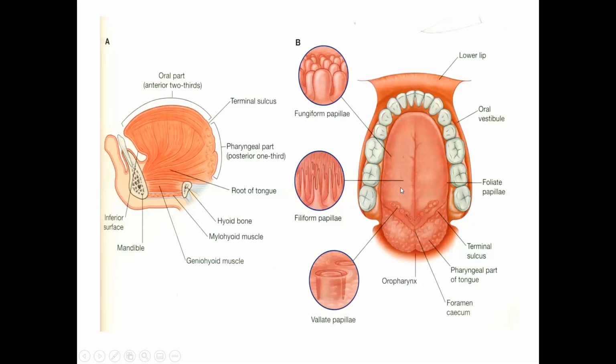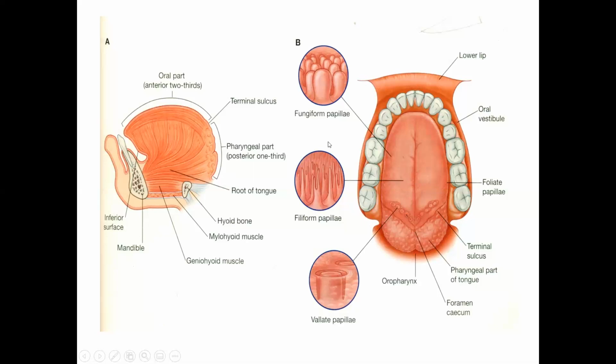Filiform papillae are the small cone-shaped papillae on the mucosa of the dorsum of the tongue. On the mucous surface of the dorsum of the tongue, we have the filiform papilla. You can see these are the small cone-shaped papillae, and they are located on the middle of the body of the tongue. You can see here, they are located here.